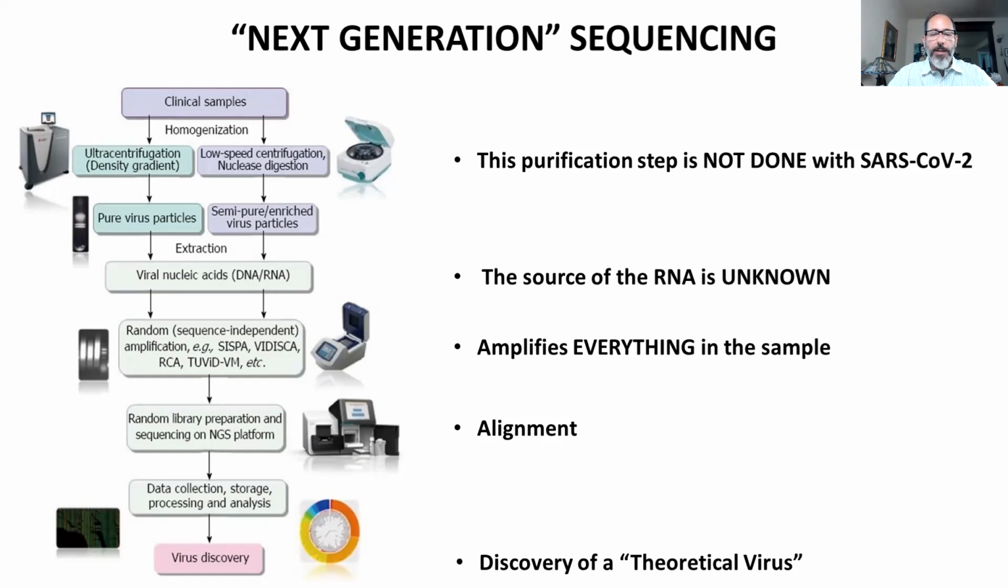And then at the end, they say they've discovered a virus. However, since it's only in a computer and we don't know the source of the genetic material, in other words, it didn't come from just a virus, it came from other things as well, we would call this an in silico or a theoretical genome.